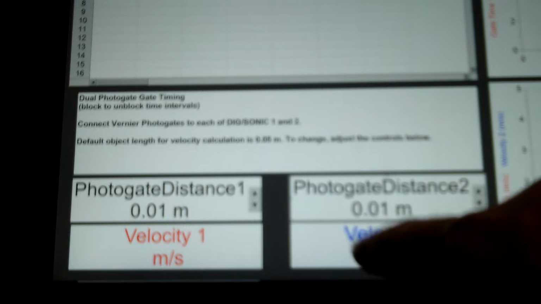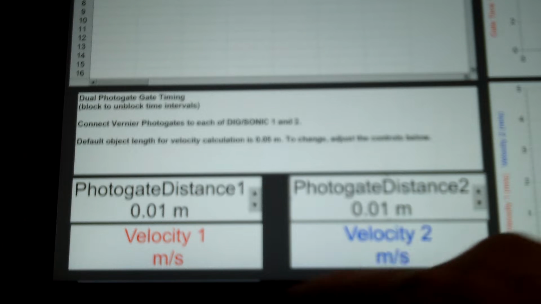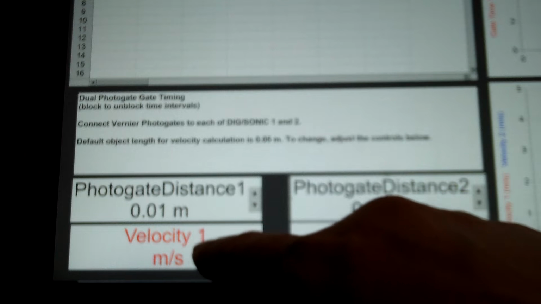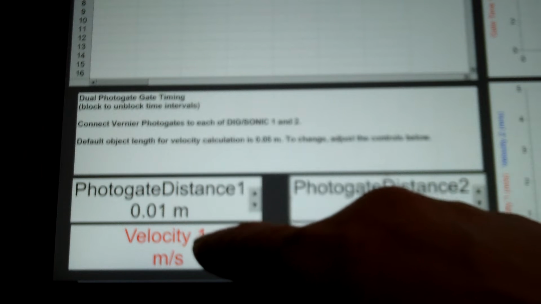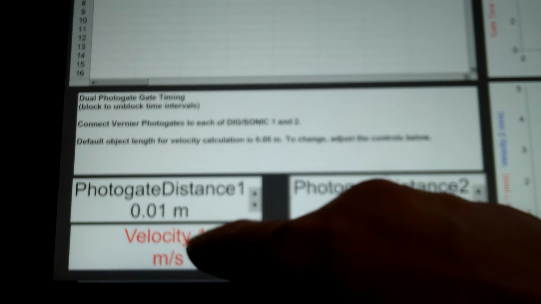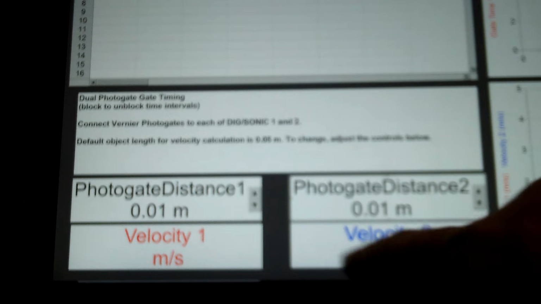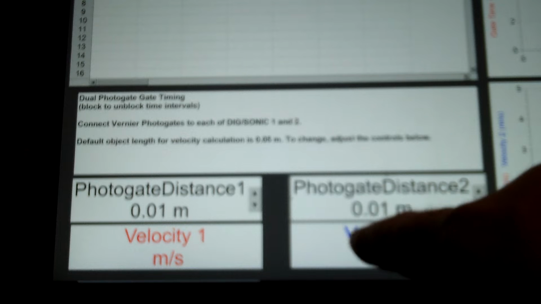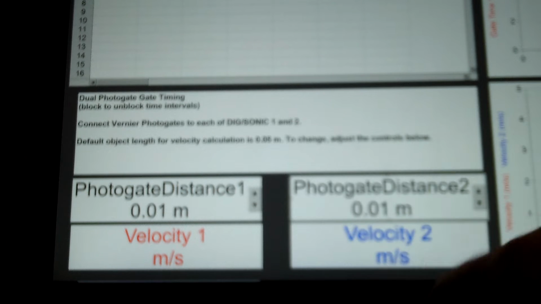a number. That's the cart all by itself going through. And then we'll see a number pop over here for velocity 1. That's when the second cart goes through that photo gate on the right. And then we'll see velocity 2 actually change its number. And the hope is the velocities afterwards are approximately half of what this velocity is right at the beginning.